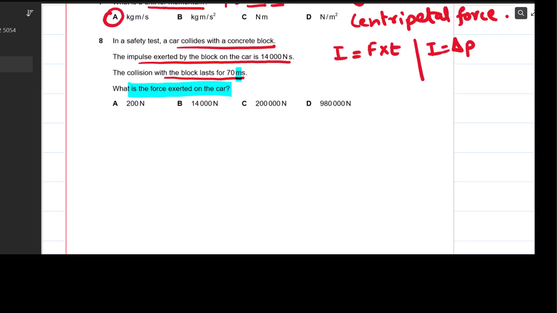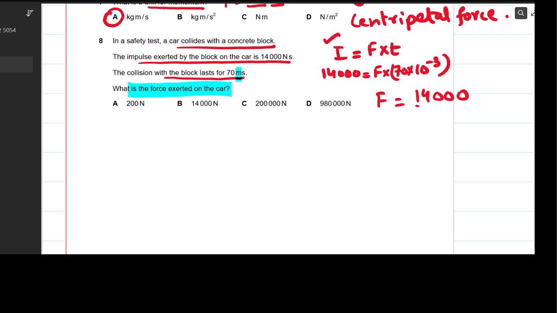So we are going to use this. 14,000 is equal to force times time, that is 70 times 10 raised to power minus 3. So when you solve it, 14,000 divided by 70 times 10 to the power minus 3. So 7 with 1 zero, and it will be 200. So it becomes 200,000 newtons. C is the right option here.